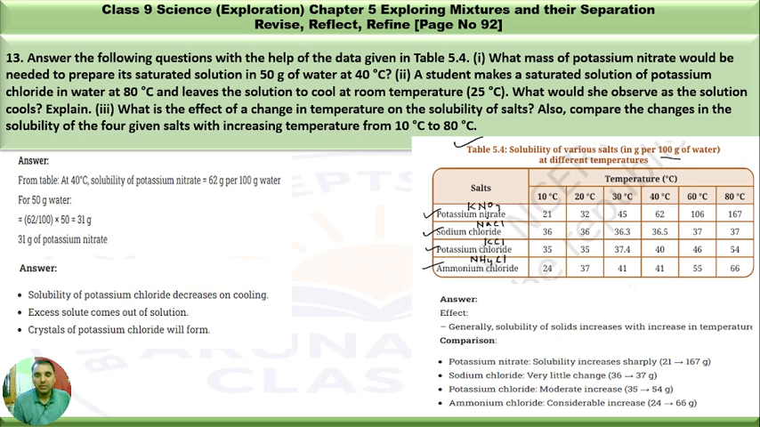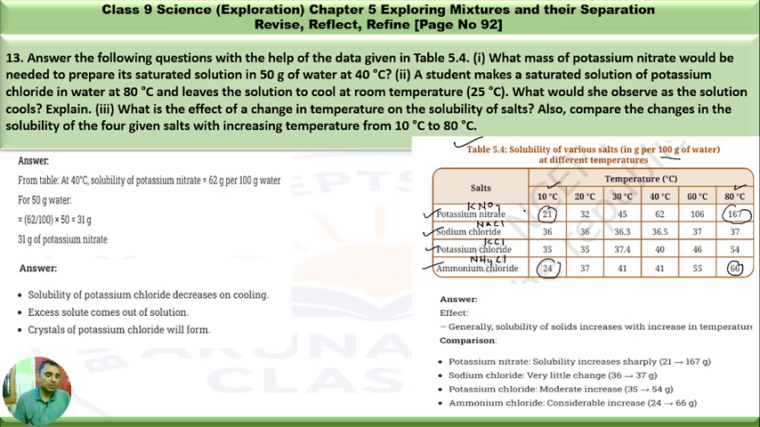We can just see here, if I talk about the salt potassium nitrate, at 10 degrees Celsius the solubility is 21. At 80 degrees Celsius the solubility increases to 167. Let us talk about the ammonium chloride salt. At 10 degrees Celsius the solubility is 24, and at 80 degrees Celsius it goes up to only 66. So this is all about the solubilities.